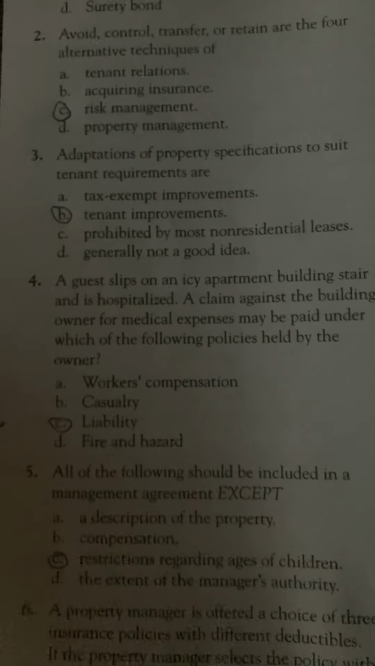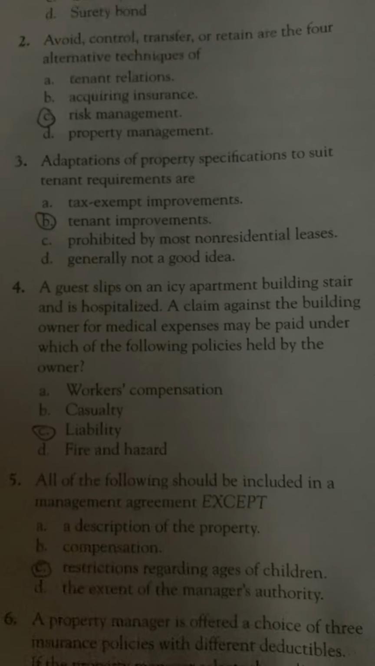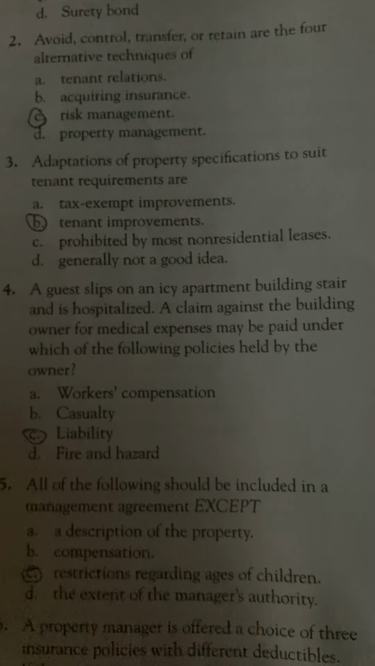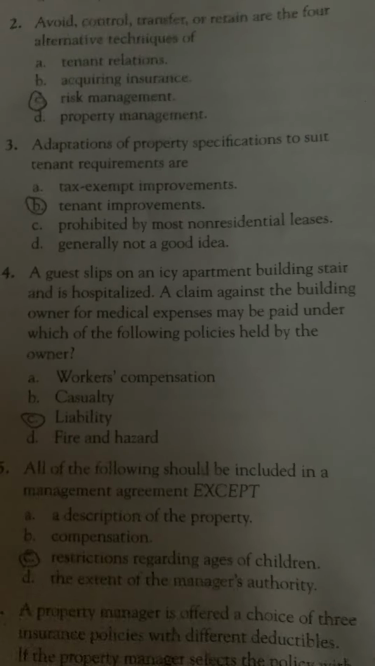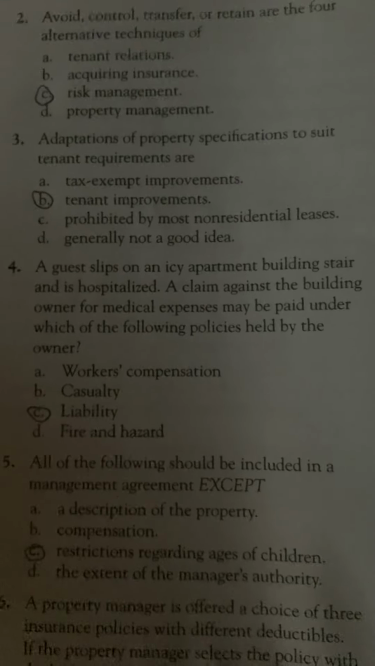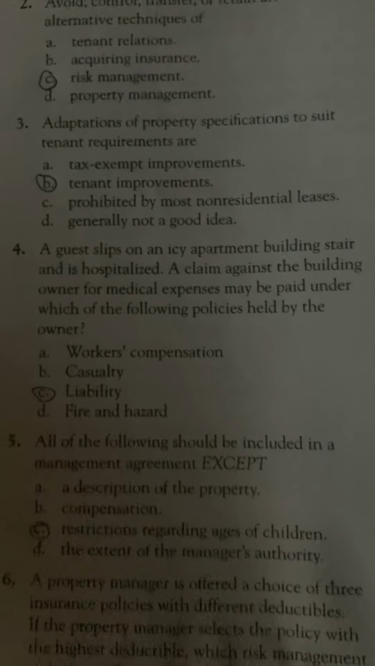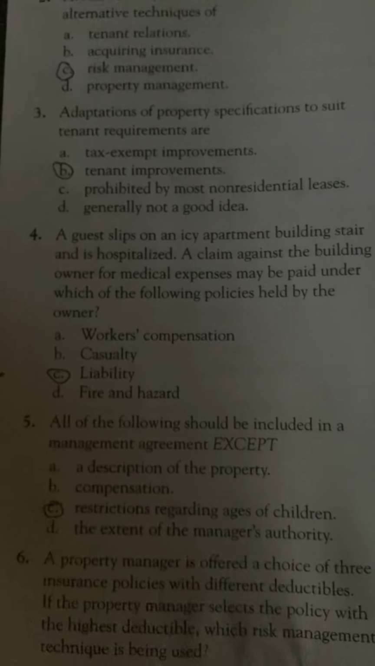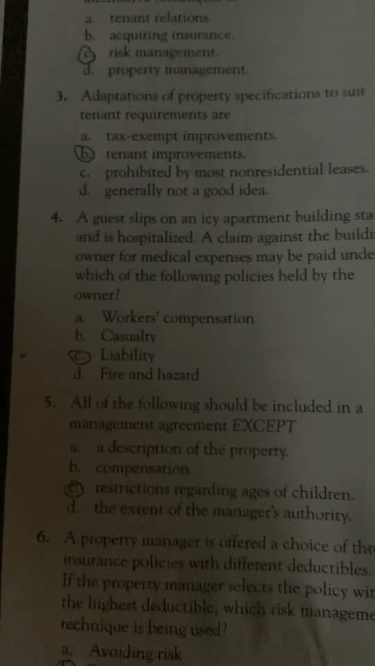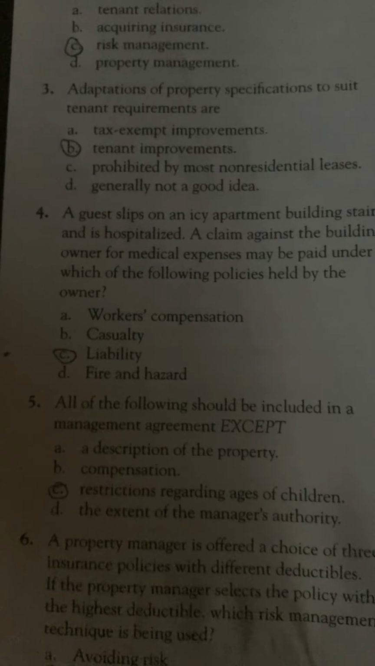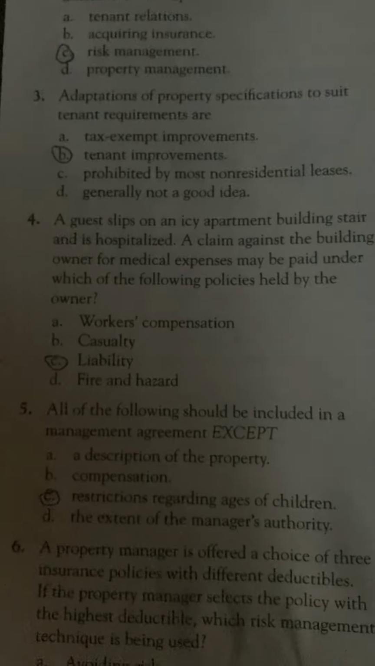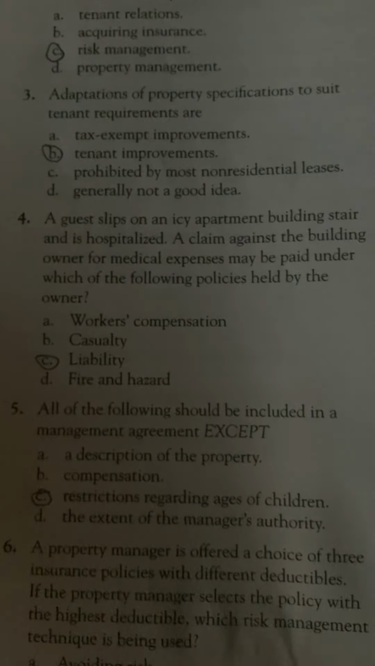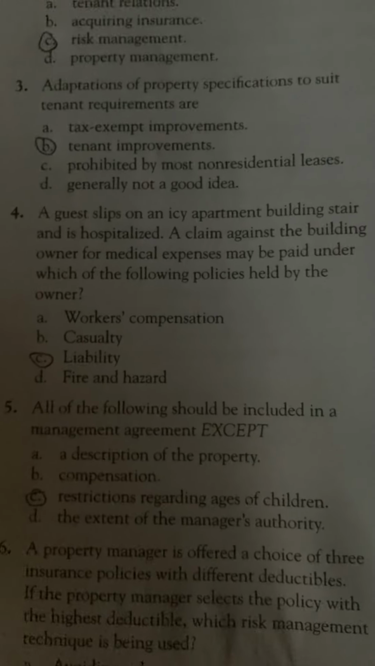Number 4. A guest slips on an icy apartment building stair and is hospitalized. A claim against the building owner for medical expenses may be paid under which of the following policies held by the owner? A. Workers' compensation. B. Casualty. C. Liability. Or D. Fire and hazard. The answer is C. Liability.